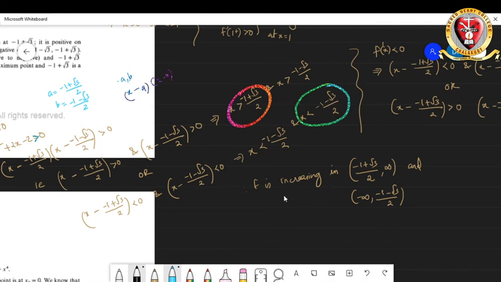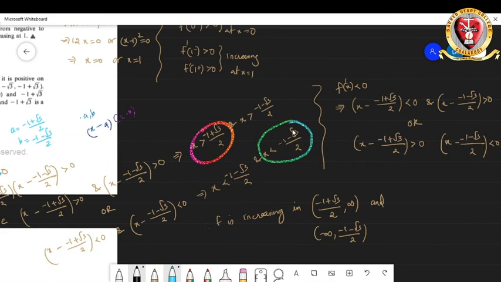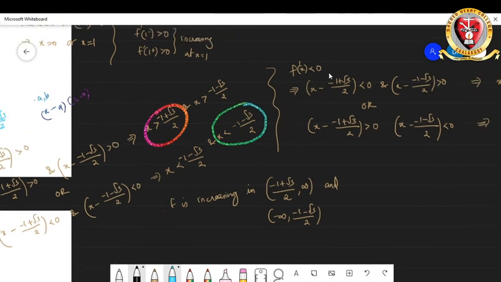criteria for x. So we can say that f is increasing in the interval minus 1 plus root 3 by 2 to infinity, and minus infinity to minus 1 minus root 3 by 2. So that's f dash of x strictly greater than 0. Now f dash of x is strictly less than 0.